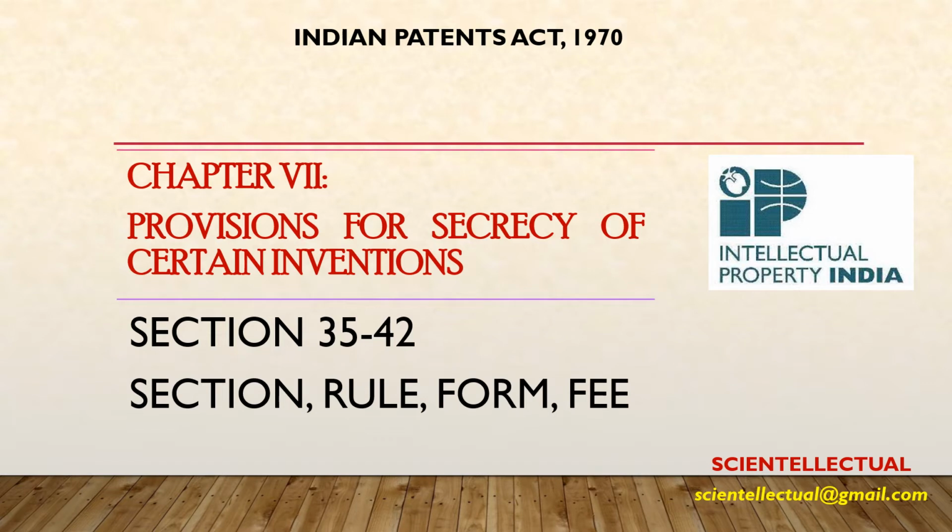In this video, we are discussing Chapter 7, Provisions for Secrecy of Certain Inventions. It comes under the Indian Patents Act 1970. The sections that will be covered under Chapter 7 are Section 35 to 42.